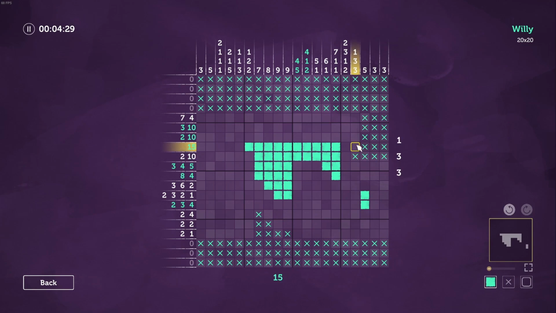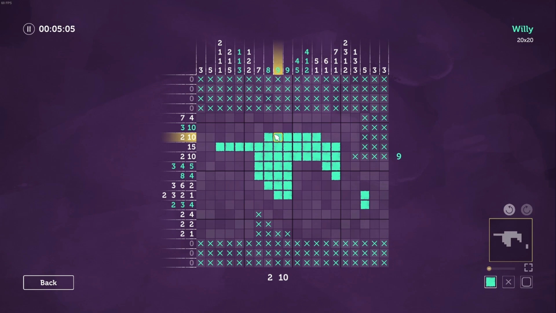The 15 now extends at least to here. 1, 2, 3, 4, 5, 6, 7, 8, 9, 10, 11, 12, 13, 14, 15, like that. And the 10 clues, we need at least 1, 2 gap before the 10 can start. So this is the furthest left it can start. 1, 2, 3, 4, 5, 6, 7, 8, 9, 10. So it goes to at least here. And it's going to go 6 back like this.